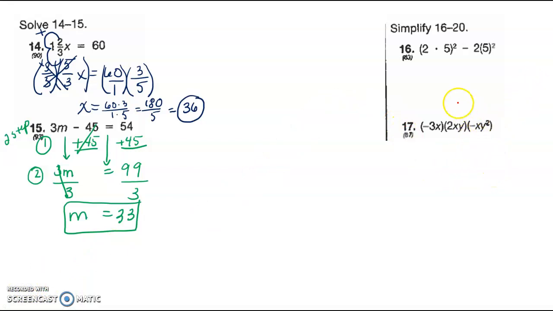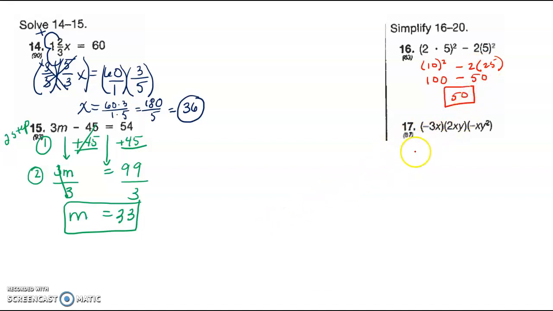Okay, let's look at 16. We have 2 times 5, and that quantity is squared, minus 2 times 5 squared. So this is going to be 10 squared minus 2 times, and 5 squared is 25. So this is 100 minus 2 times 25, which is 50. So the answer is 50.